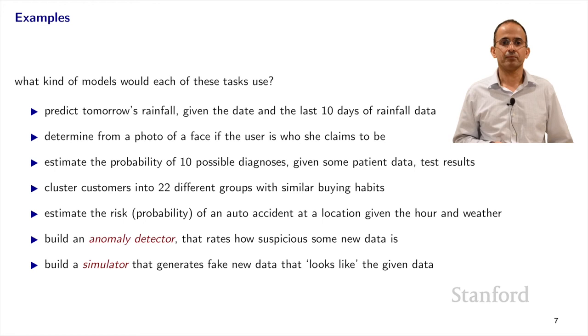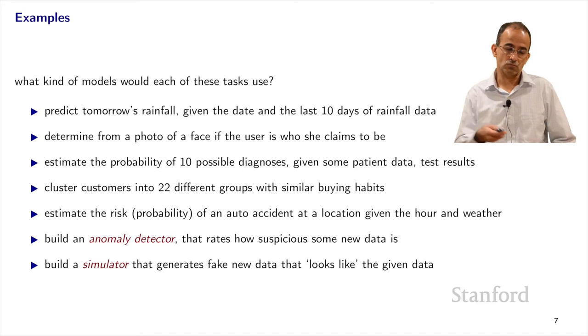Here's another example. Determine from a photo of a face if the user is who she claims to be. What's the data that we're learning from? We've got a bunch of data, which is a bunch of different images of people's faces. And associated with each one of those faces, we have a name. Now, we give the machine learning predictor a new photo. And it has to find in all of those faces that it's seen before, is this face one of those faces? And that would enable it to put a name to a face.